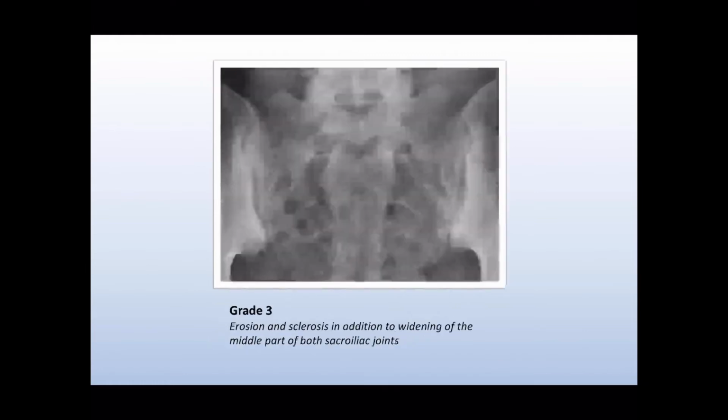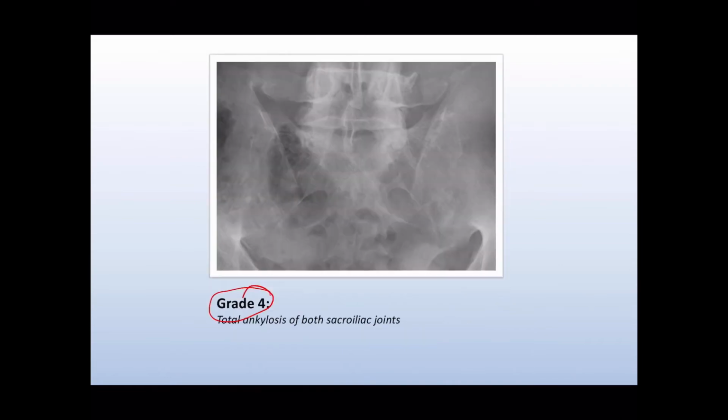This is an X-ray of grade 3 sacroiliitis. Here there is erosion, sclerosis, and also there is widening of the sacroiliac joints. I think all of us can diagnose this one. Here there is complete ankylosis of both sacroiliac joints. You cannot say that there was a joint in here.